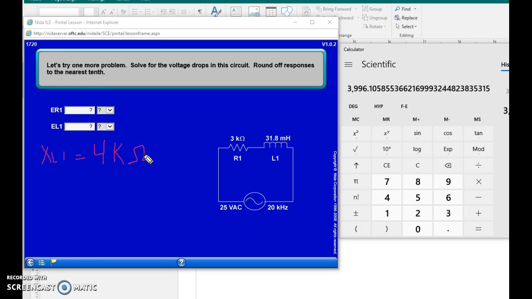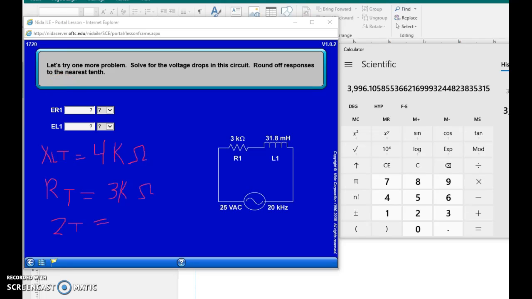So next, we have to take our RT, which is easy. It's 3K. And we have to apply the formula to get ZT, which is squaring RT and squaring X of L total, which is X of L total even though it's only X of L1, because X of L1 is the only one there. So basically we square 4, we square 3.